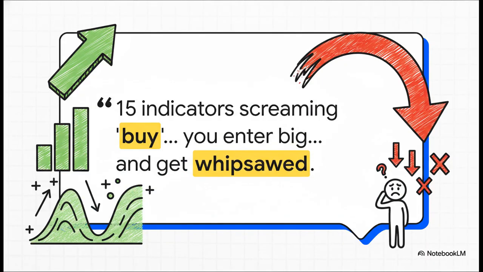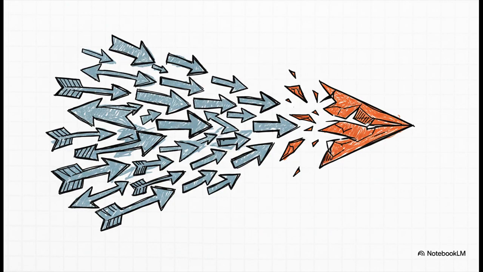So let's kick things off with a scene that I'm sure is going to hit close to home for a lot of you. Picture this. You've done your homework. You've got 15 different indicators, momentum, volume, you name it, and they are all absolutely screaming buy on some hot stock. So you feel confident, right? You go in big, and then, bam, you get completely whipsawed. The price just reverses on you, and you're left sitting there scratching your head, wondering what in the world just went wrong. Well, here's the secret.